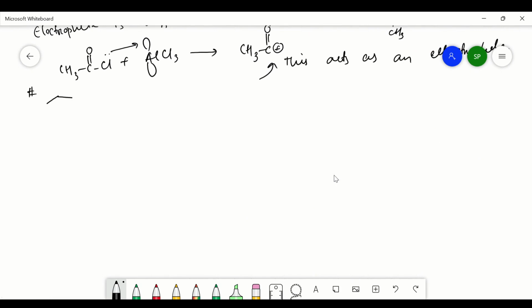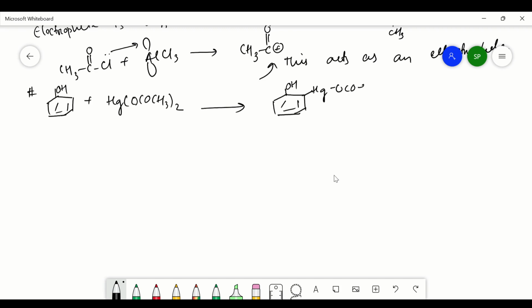Next to alkylation and acylation, there is mercuration, in which phenol reacts with mercuric acetate, Hg(OCOCH3)2. This reacts with formation of ortho-substituted HgOCOCH3 and, with that, formation of CH3COOH.